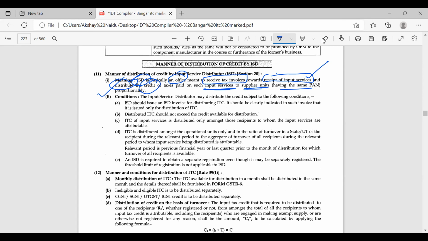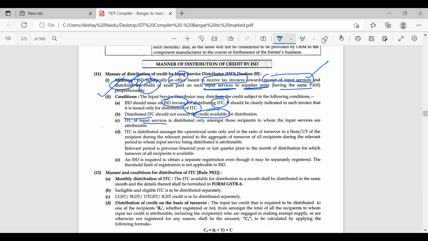What are the conditions? That ISD should issue an ISD invoice for ITC distribution. They have to issue an ISD invoice that clearly indicates the amount of ITC that has been distributed. Distributed ITC cannot obviously exceed the credit available for distribution. Are you getting? It is simple. If the credit is available for distribution, only that much you can distribute. It cannot exceed that.